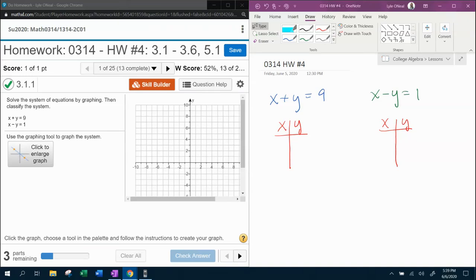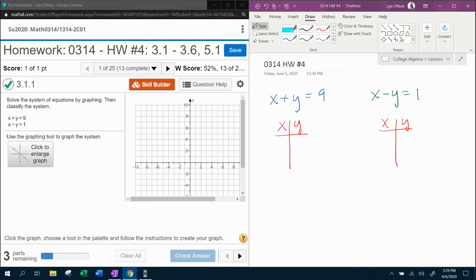Question number 1 from our 0314 homework number 4 in MyLab Math. The instructions say solve the system of equations by graphing, then classify the system. What I notice is that both of these equations have x and y on the same side. That means that they're in standard form, and so if I'm going to graph, the intercepts method is best.